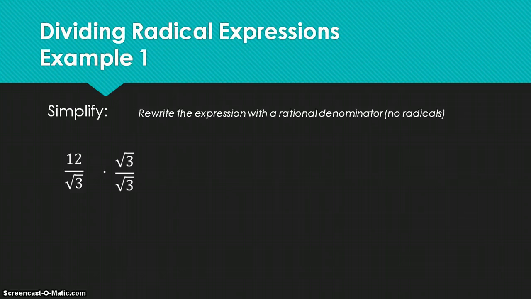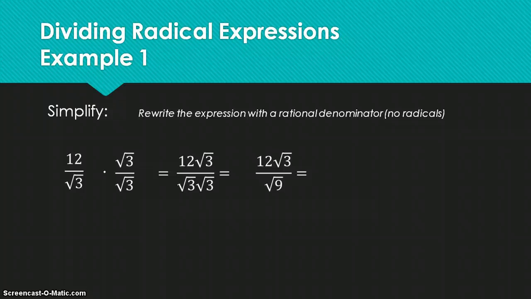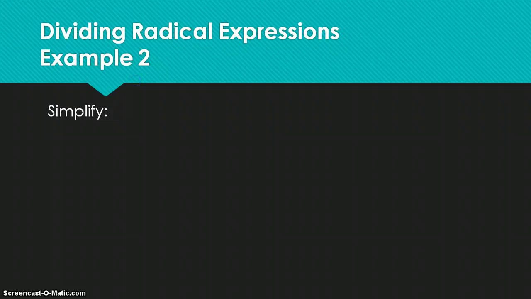Remember, when we multiply fractions, we multiply across the top and the bottom. So if I continue on, I'm going to have 12 times the square root of 3. And then on the bottom, I'm going to multiply square root of 3 times square root of 3. This simplifies to 12 times the square root of 3 divided by the square root of 9, which simplifies to 12 times the square root of 3 divided by 3. And I can simplify this one more step because 12 divided by 3 is 4. And that's my final answer.